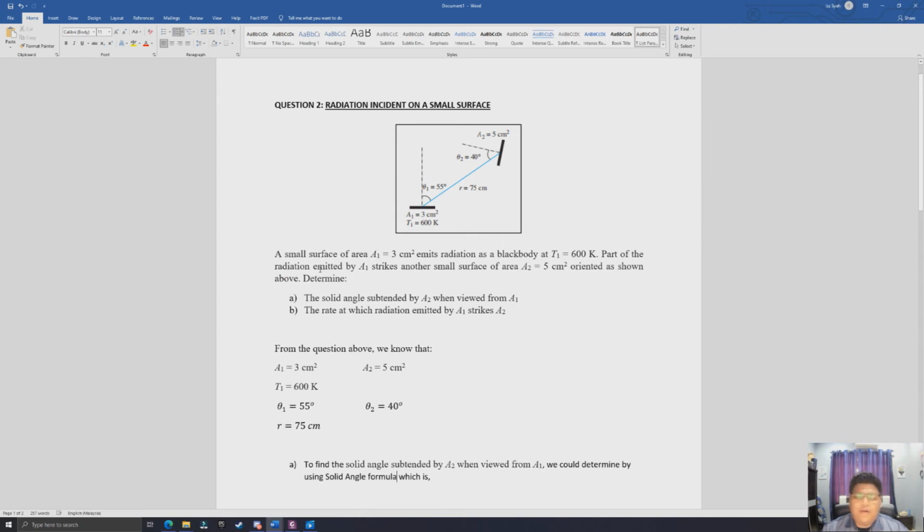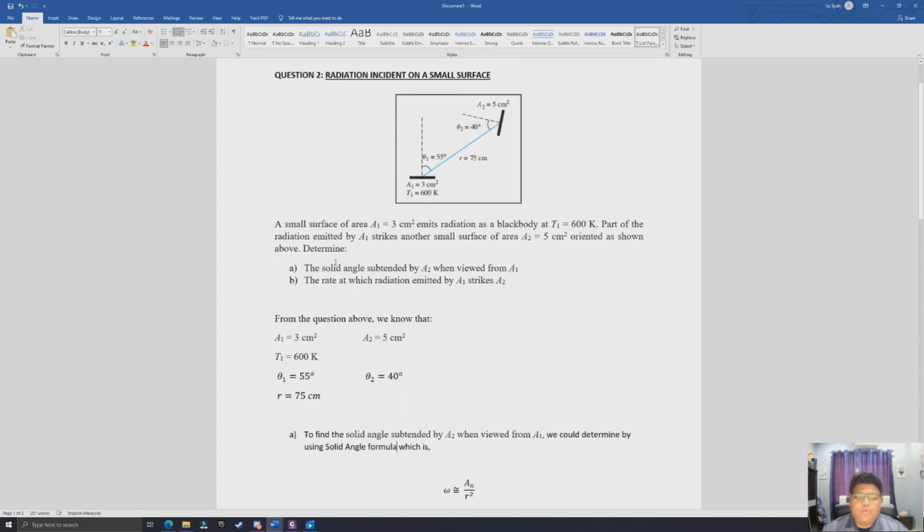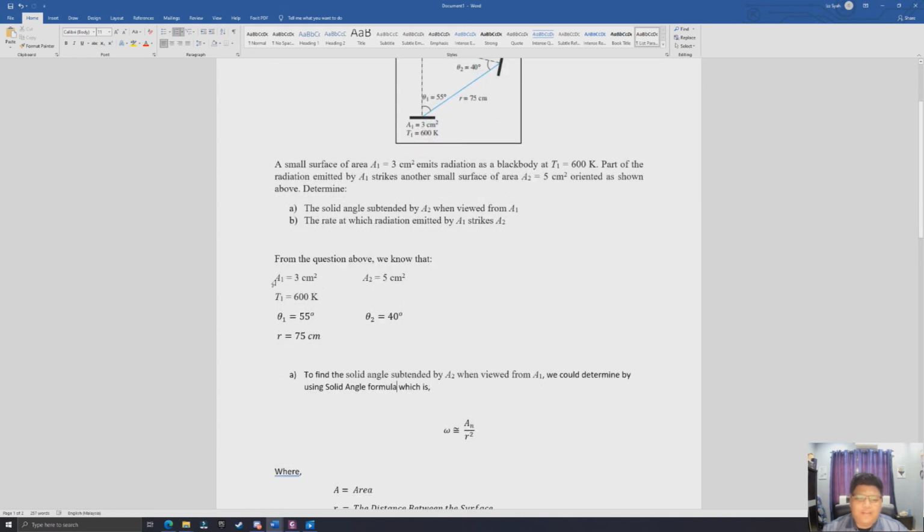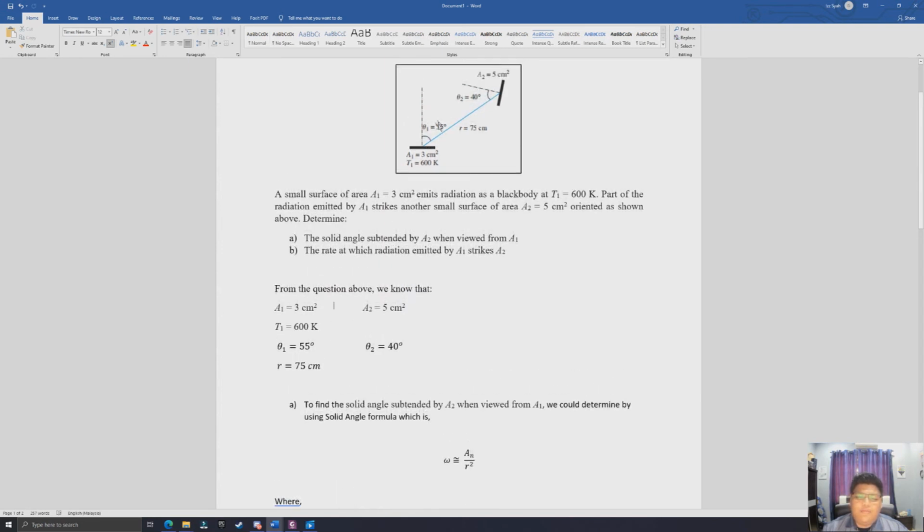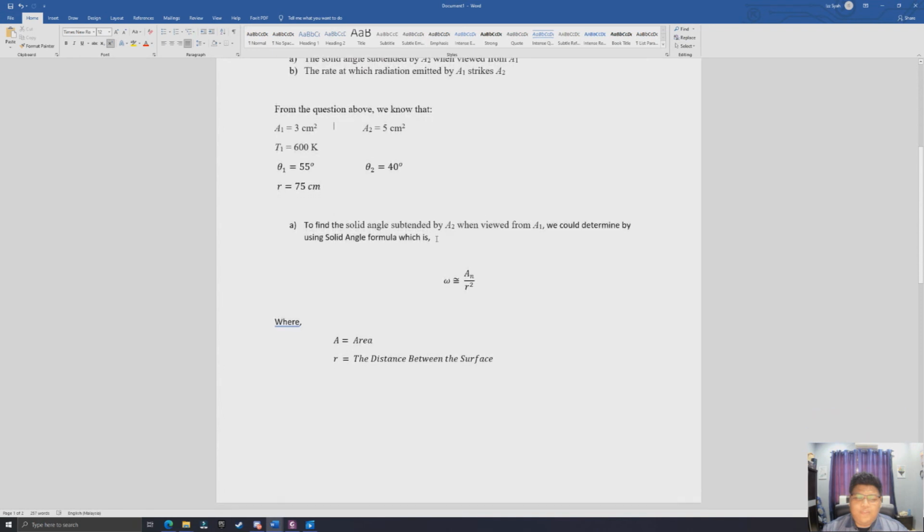The question asks two things: first, the solid angle subtended by A2 when viewed from A1, and then the rate at which radiation emitted by A1 strikes A2. From the question and the picture, we managed to extract some information, which is A2, A1, T1, theta 1, theta 2, and R. Theta is the angle, as you can see here, and R is the distance between the two plates. So let's move on to question A.